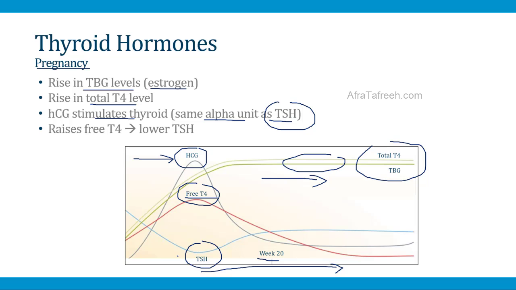When the pituitary gland senses higher free T4 levels, the pituitary decreases its production of TSH. And that's what you see here shown in these red and blue lines in early pregnancy. This is all driven by the high levels of HCG. HCG levels then fall by about week 20, and then these changes in free T4 and TSH begin to resolve later in pregnancy.